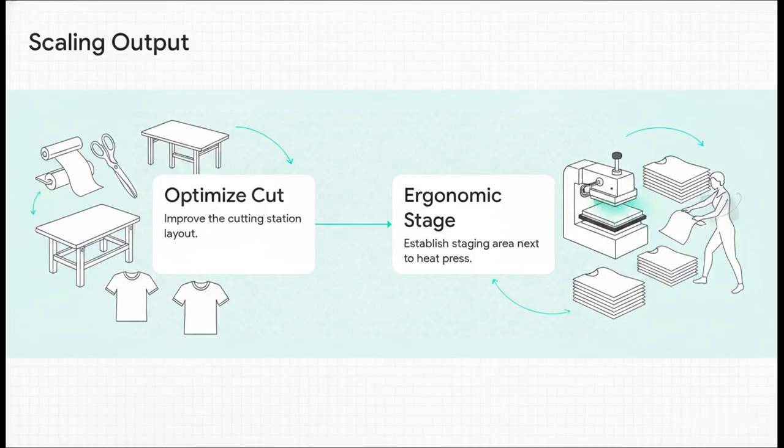Step two is establishing an ergonomic staging area directly next to the heat press. The person running the press should literally never have to take 3 steps just to grab the next garment or the next transfer. It needs to be a seamless, fluid motion from start to finish. Eliminating that physical friction at the cutting and pressing stages is the actual real-world key to scaling your daily output.